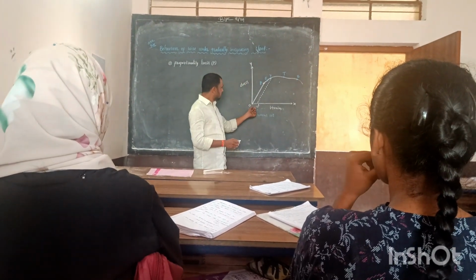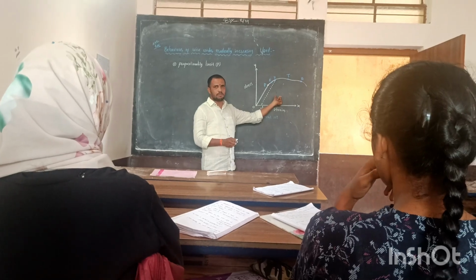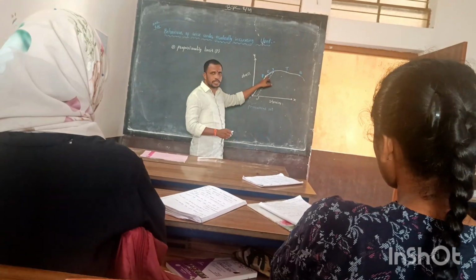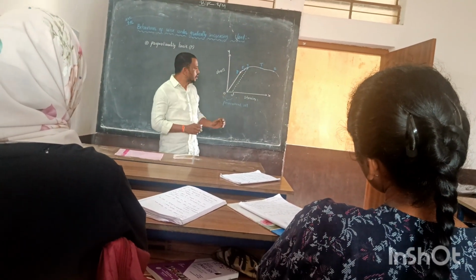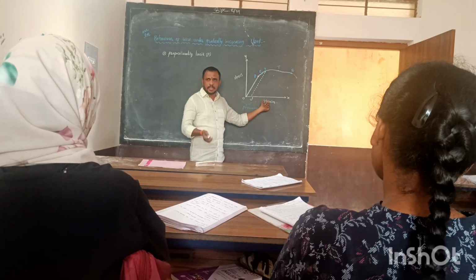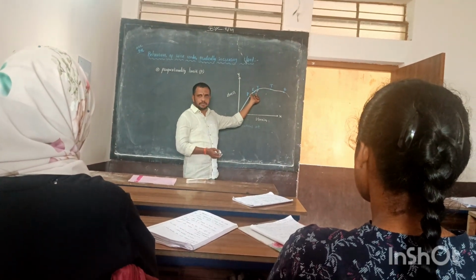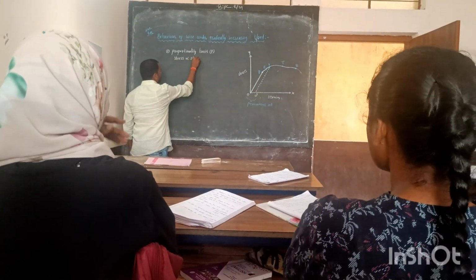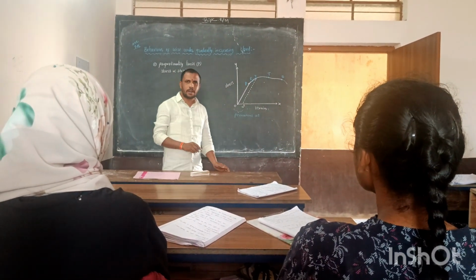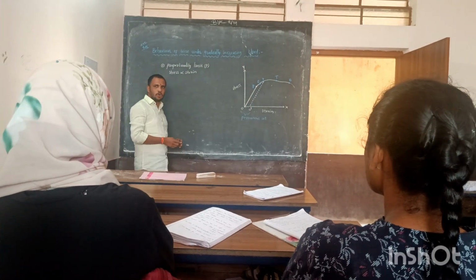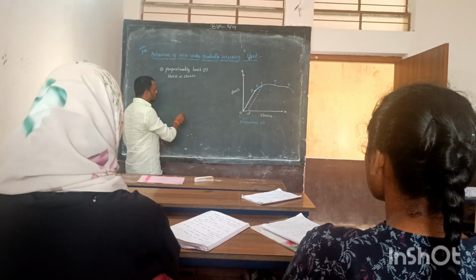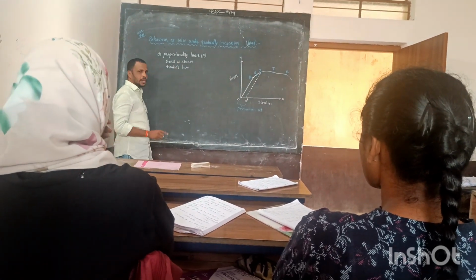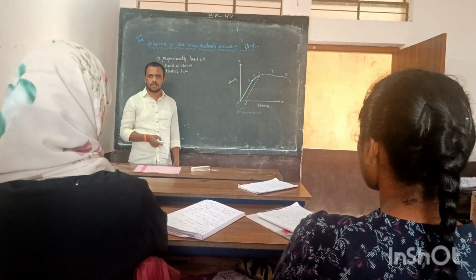Okay. So now, what is the behavior of the graph? First, proportionality limit. Point P is known as the proportionality limit. Up to point P, when the load is increased on the wire, the stress is directly proportional to the strain. That means at point P, the wire obeys one type of law. Which law? Hooke's law. Hooke's law means in the elastic limit, the stress is directly proportional to the strain.